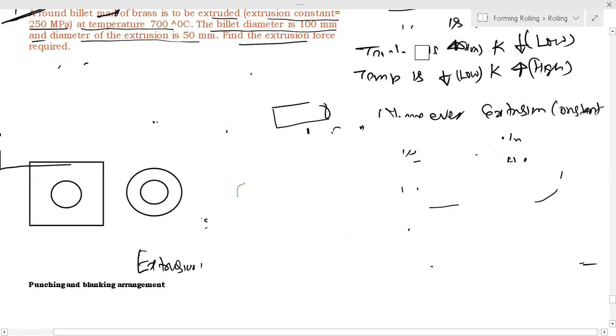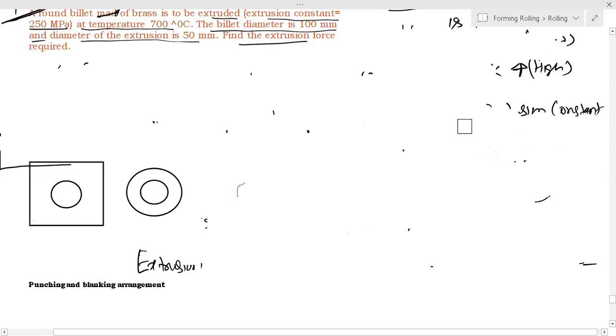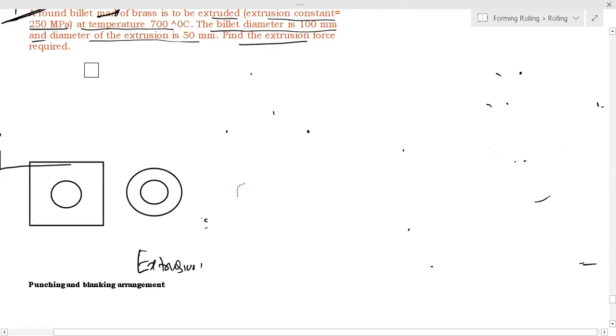I request you all, when I have completed a chapter, suppose today I am going to complete your sheet metal operation, at the same time you have to solve the 35 years of GATE question papers. If you find any difficulty, then you have to ask me. I am always available.